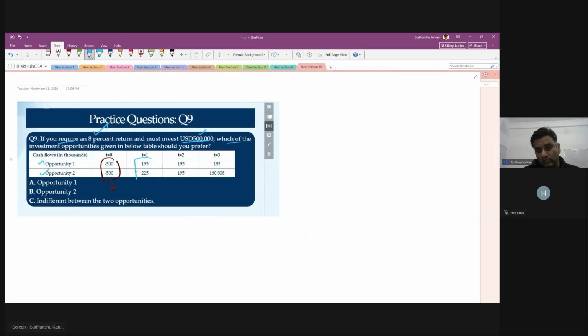Here the cash flow of opportunity 1 is lesser, and this one is more. If I subtract 195 minus 225, it is minus 30. Cash flow in the second period, again, is zero. Now the last one: if I subtract 195 minus 160, it comes as 35.008. Now I'm just telling you a hack.